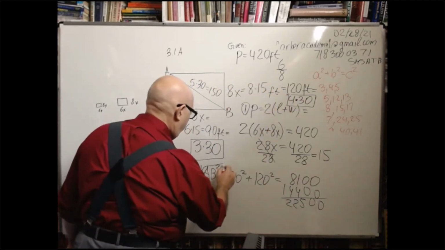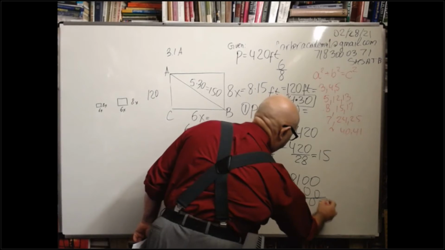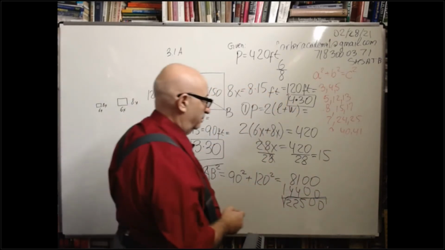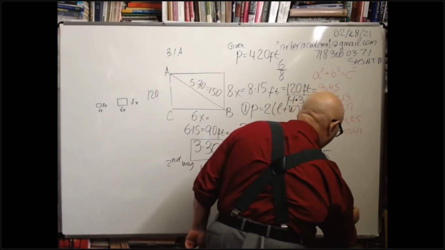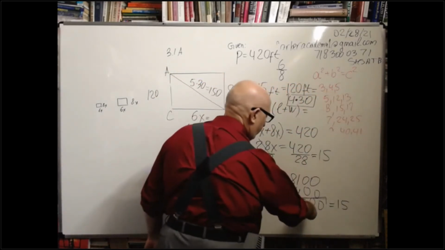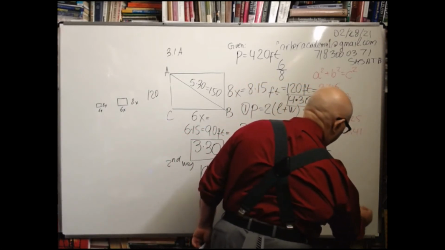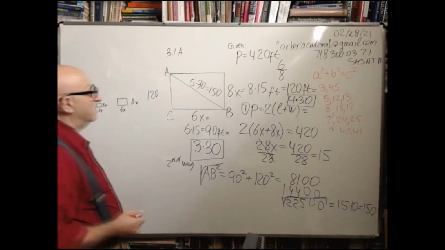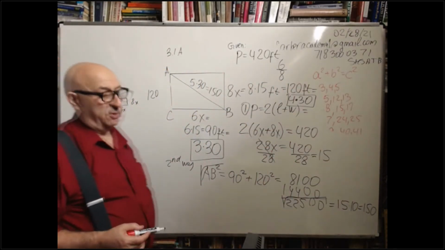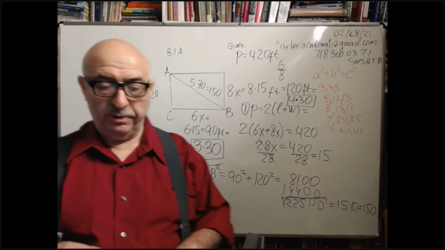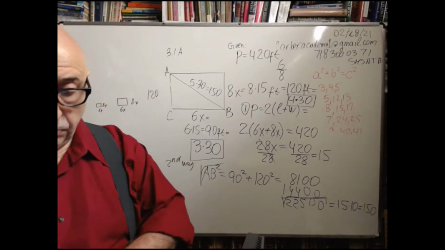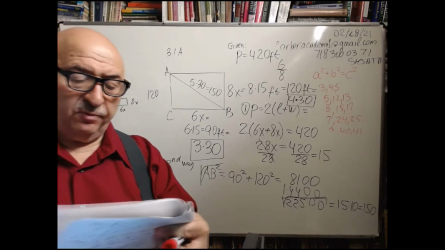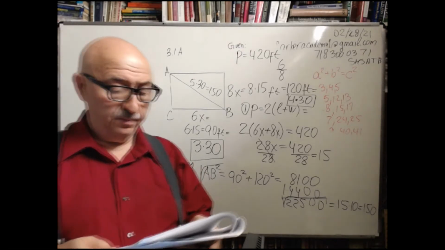The square root of AB squared is the square root of this one. The square root of 225 is 15. The square root of 100 is 10. You get 150. You get the same answer using either the Pythagorean theorem or Pythagorean triples. Pythagorean triples save your time a little bit. Sometimes a lot. At home, you do the same problem with different numbers. Just practice more.